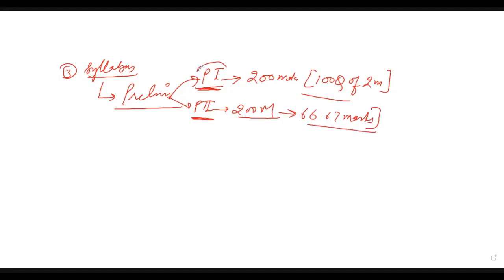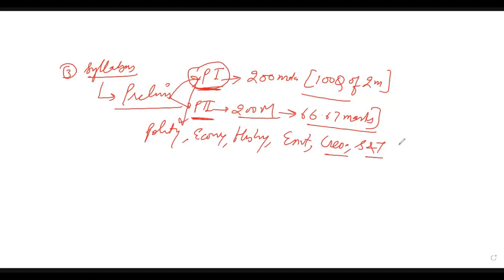Now the syllabus of paper 1 consists of polity, economy, history, environment, geography, science and technology, etc. It means the entire general studies syllabus is part of this paper. For more details, you can refer to the PDF that is attached below. So this is the brief about the syllabus.